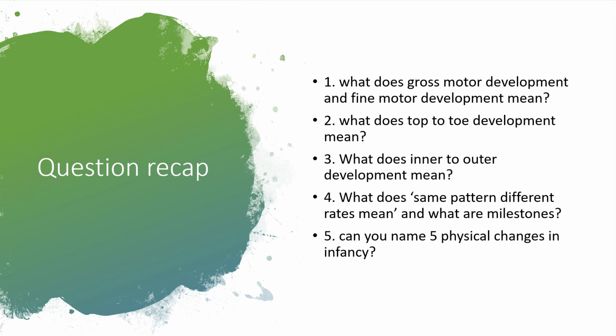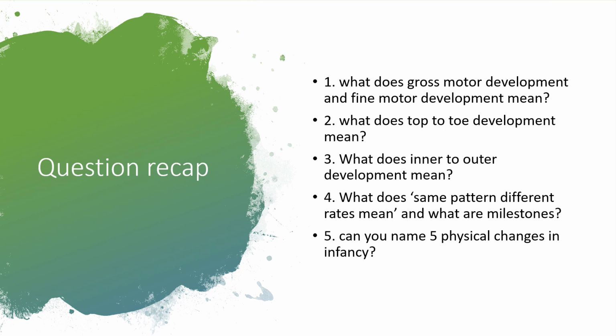Number 4, what does same pattern, different rates mean? That means that everyone follows the same pattern, unless there are particular illnesses, for example, or preconditions, but at different times. Some will meet a milestone, and a milestone is an event that you would expect to happen, for example sitting up, crawling, walking and so on, but we all do that at different times.